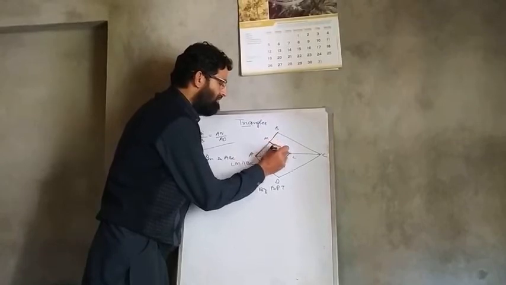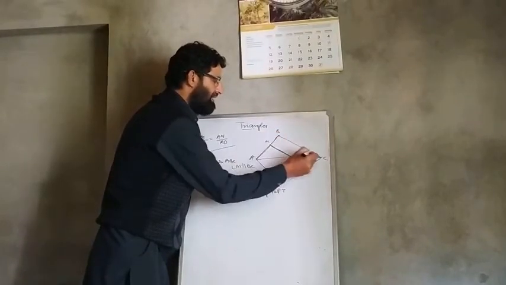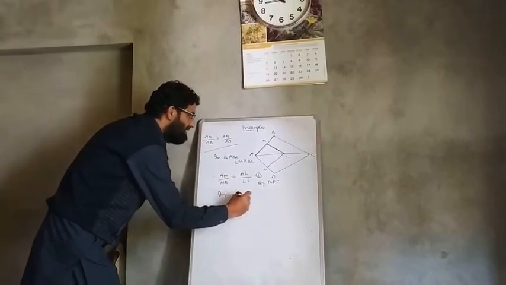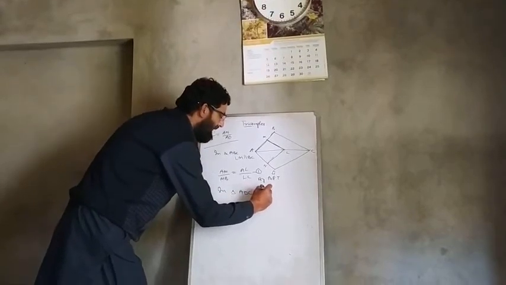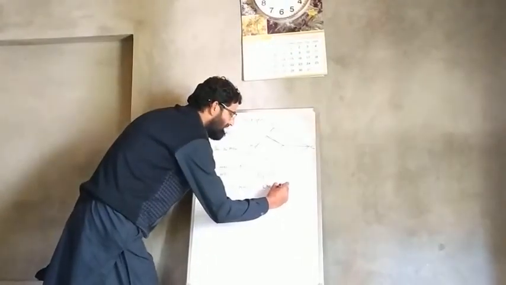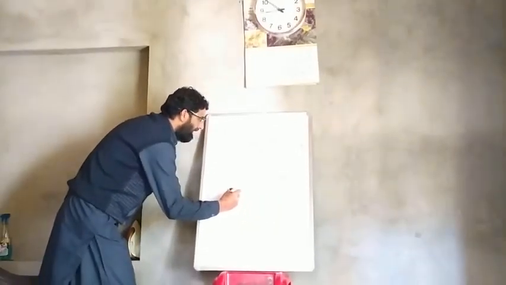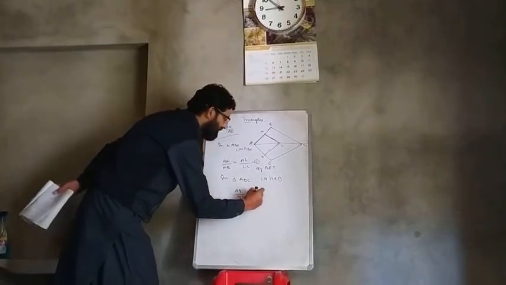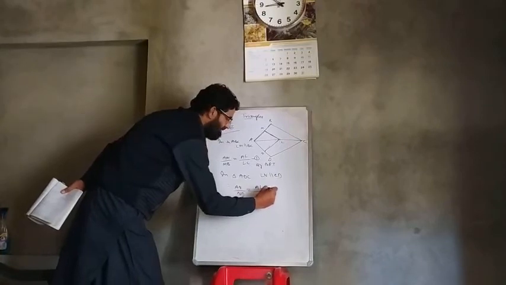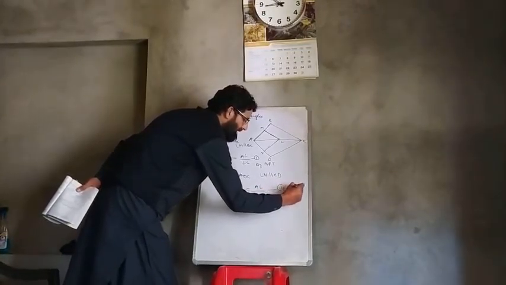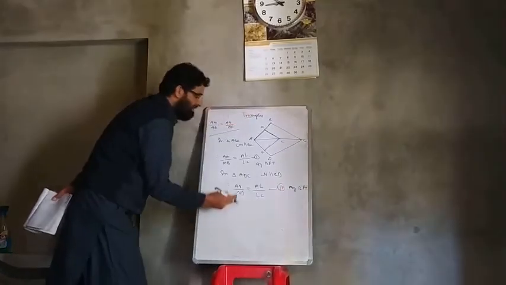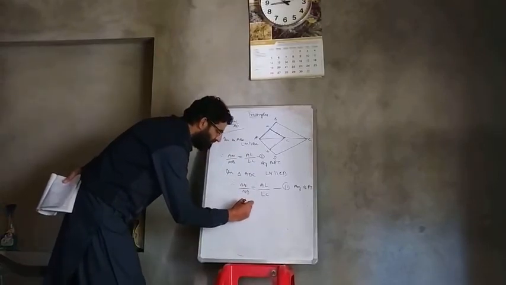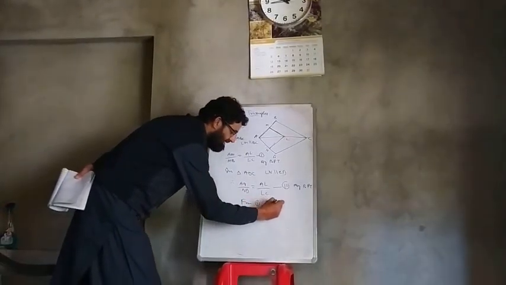Because we know by basic proportionality theorem, if a line is drawn parallel to one of the sides of a triangle, then the other two sides are divided in the same ratio. Similarly, in triangle ADC, this LN is parallel to CD. Therefore, AN divided by ND is equal to AL divided by LC. Name this equation second by BPT. Now let us compare these two equations.